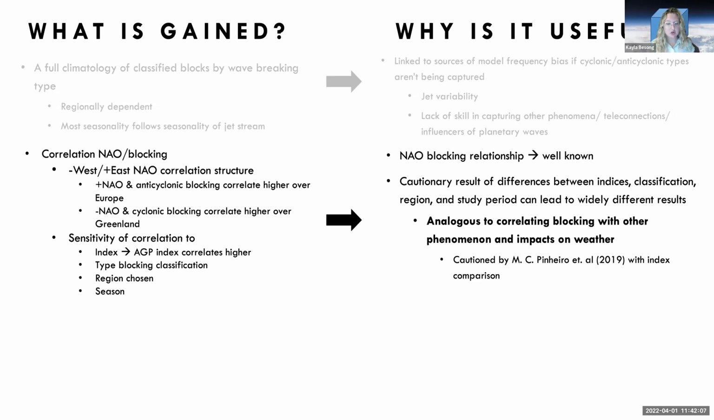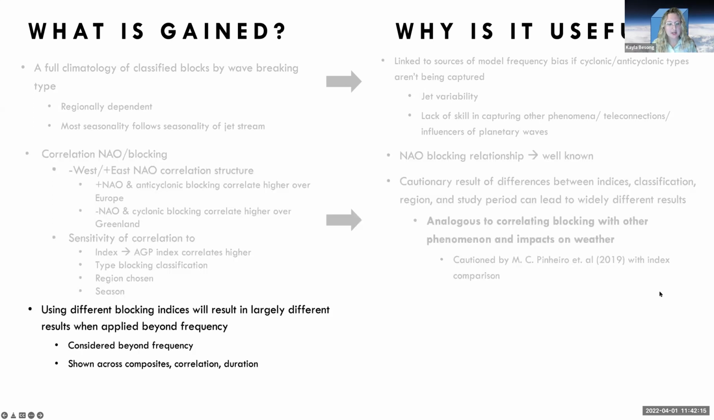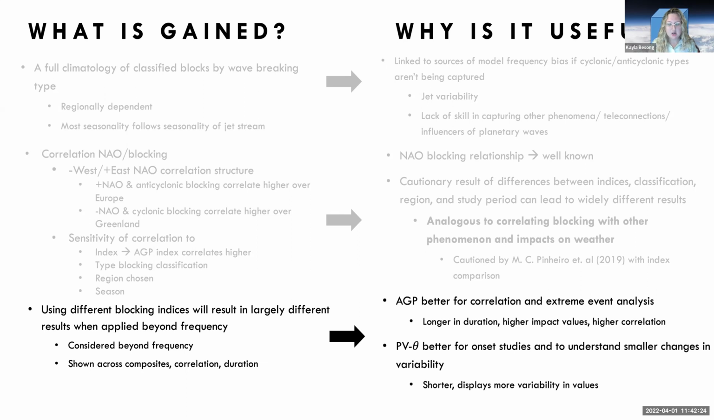And again, this does translate to blocking with other phenomena and impacts on weather, such as what we had seen in the composites. So again, using different blocking indices will result in largely different results when applied beyond blocking frequency. So AGP could be better for correlation and extreme event analysis, based on the correlation and composites that we've seen, and PV theta better for onset studies and to understand smaller changes in variability.